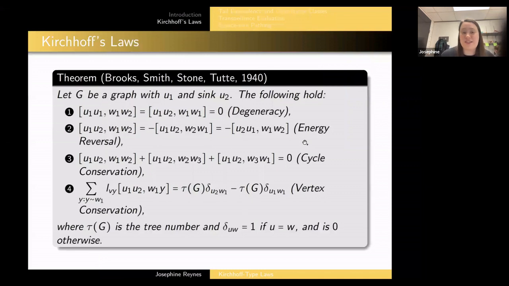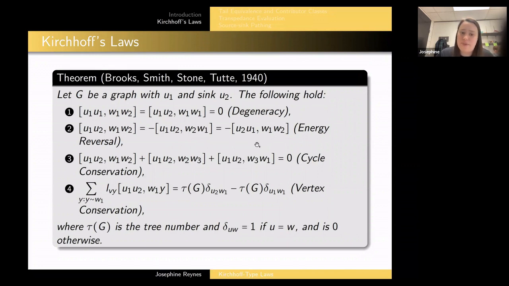So what do Kirchhoff's laws actually say? They say that if you have a graph with source U1 and sink U2, that the following 4 facts hold. You have the degeneracy condition, which is if the U's or the W's repeat themselves, the transpedance value is 0. Then if you take the U's or the W's and you swap their order, you negate the flow of energy.